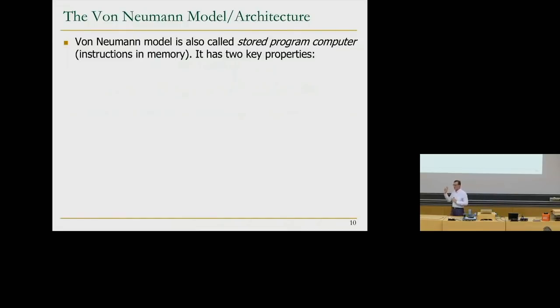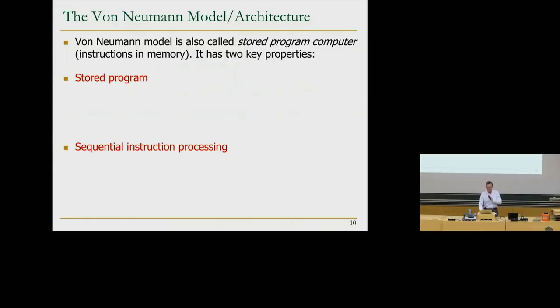There are two key properties of the von Neumann model. What are those? Anybody can tell me? Hands? No hands? There are two key properties. One is actually written over there. It's a stored program computer. What's the other one? I know somebody knows, but maybe I cannot see the hands.